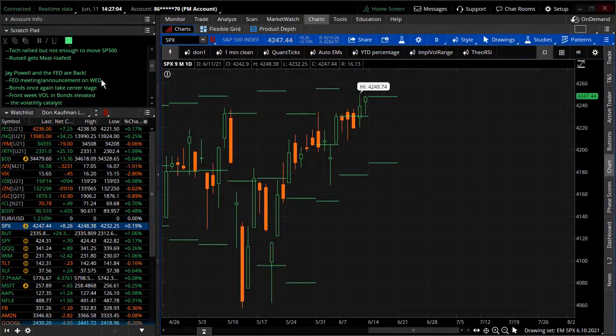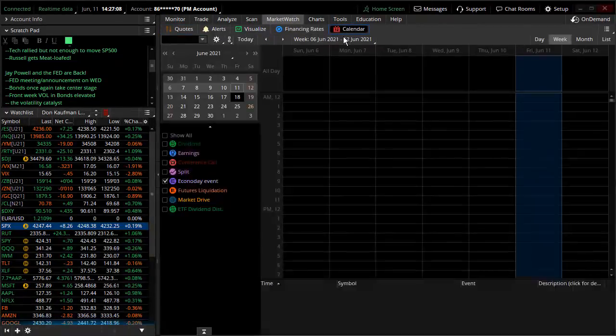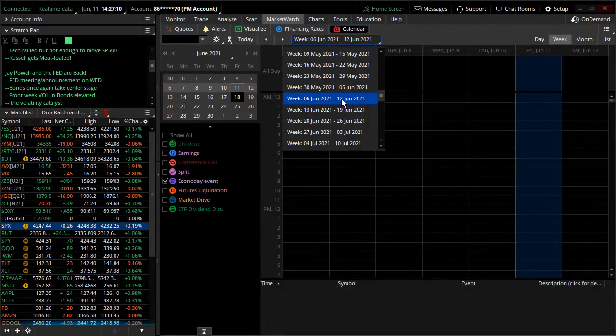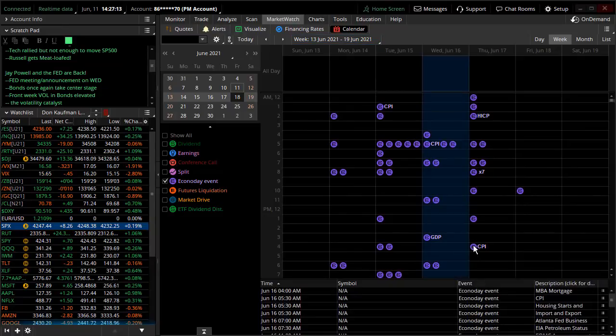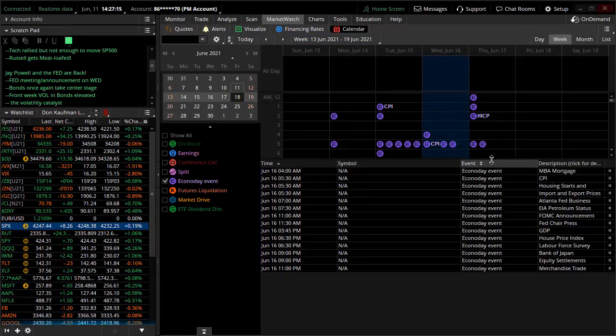Okay, Jay Powell and the Fed are very much back. If you are aware, maybe unaware, if you look at this next week coming up, you've got another Fed meeting. So here comes the Fed. And at this point in time, you're coming off two very hot CPI numbers, which means the Fed is going to have to mention it in some way, shape, or form.